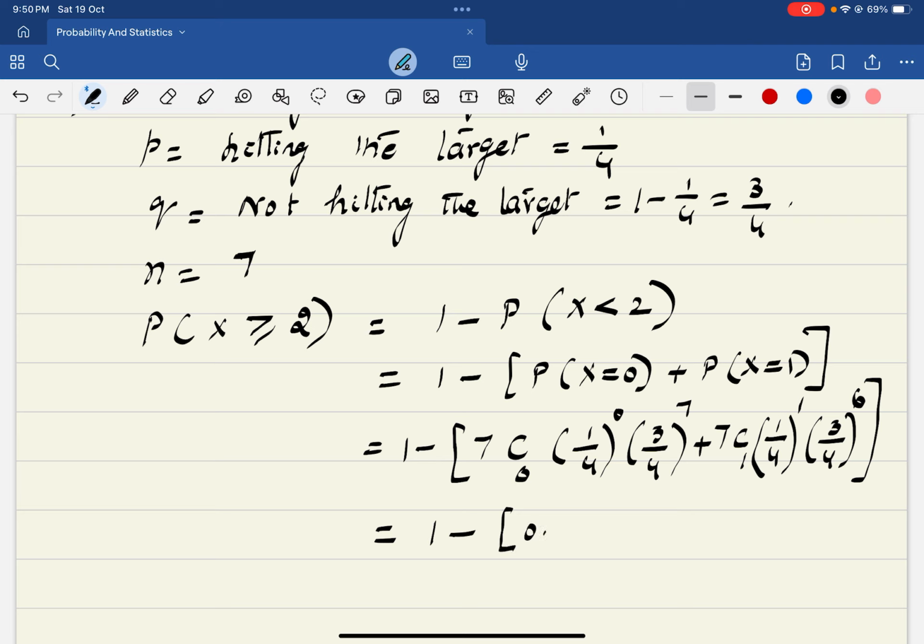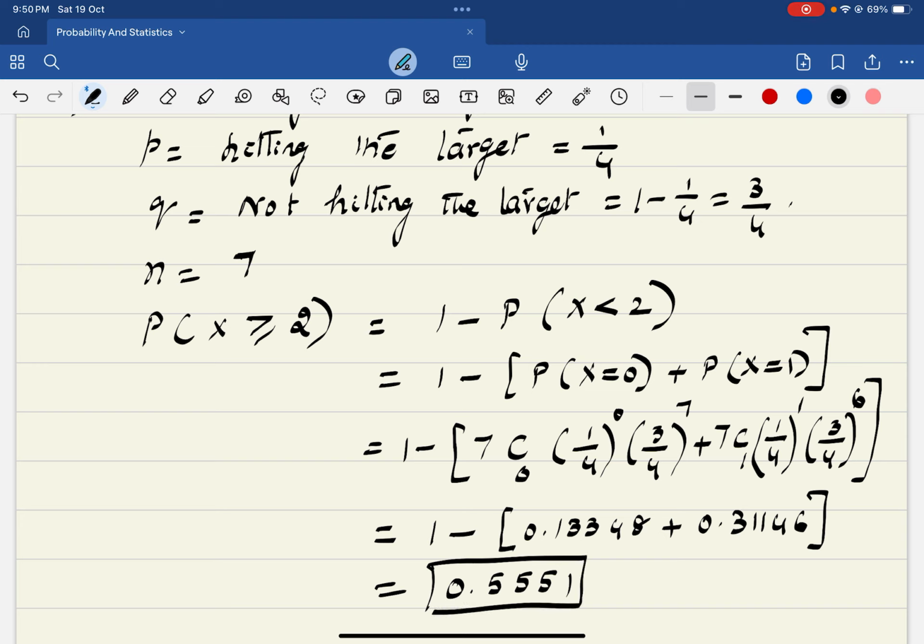It is 0.13348, plus 7C1 times 1 over 4 times 3 over 4 to the power 6, so that is 0.31146. Do the calculations so that you get 0.5551. So this is the probability of at least 2 hits on the target.